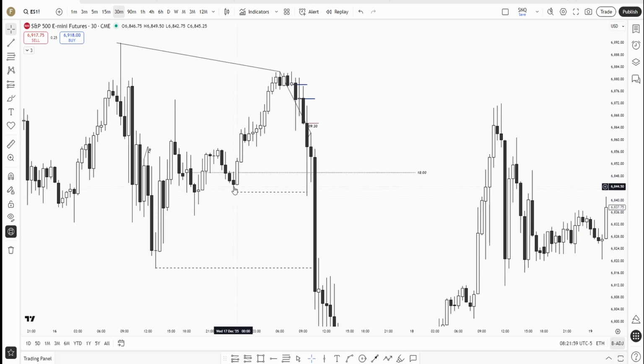Actually, I think this was my break-even point. This was my full target, and then this was my break-even point. That's why I got stopped break-even.